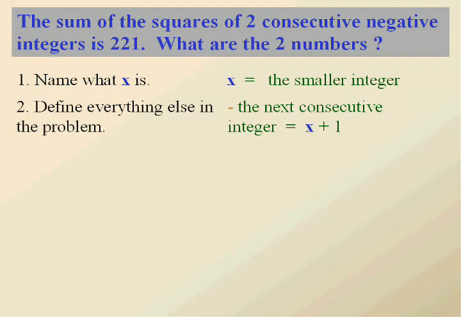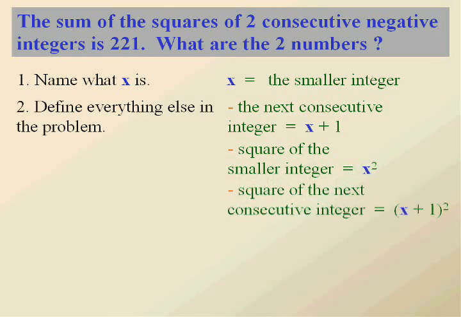Okay, now I need some squares here also. Let's see, I need the square of the smaller integer. If the smaller integer is x, the square of that is x squared. I also need the square of the next consecutive integer. Now the next consecutive integer is x plus 1. So the square of that, yes, is x plus 1 squared.